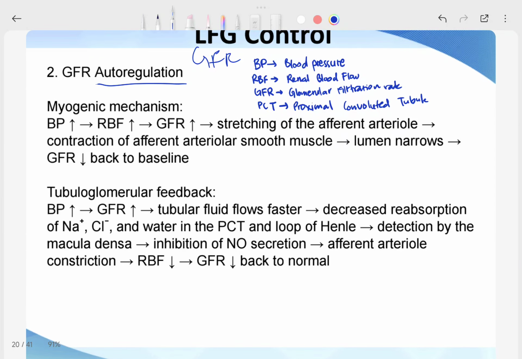But for tubuloglomerular feedback, it uses the macula densa to sense salt. The blood pressure goes higher, and then the glomerular filtration rate goes higher as well. The fluid flows faster, and less salt is reabsorbed. After that, the macula densa detects the high salt, and then the afferent arteriole constricts. After that, the GFR goes back to normal.